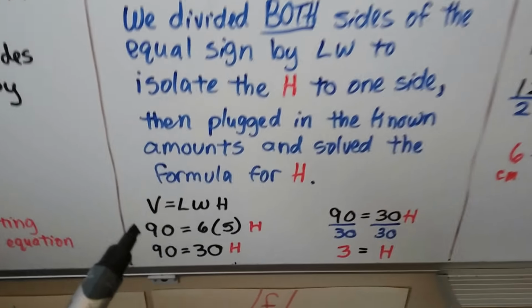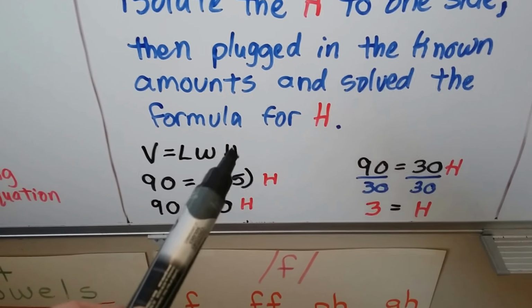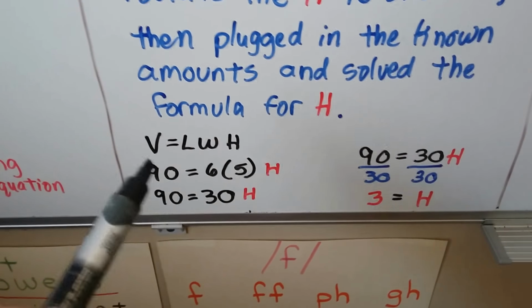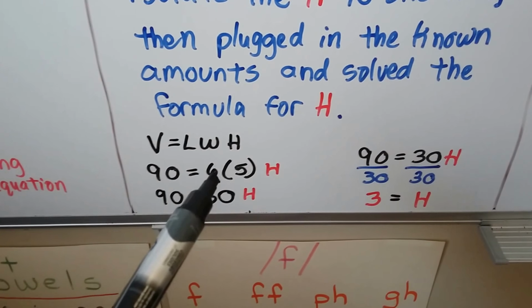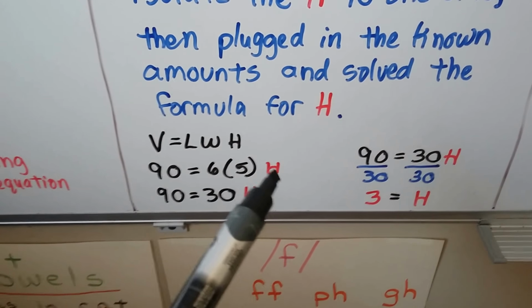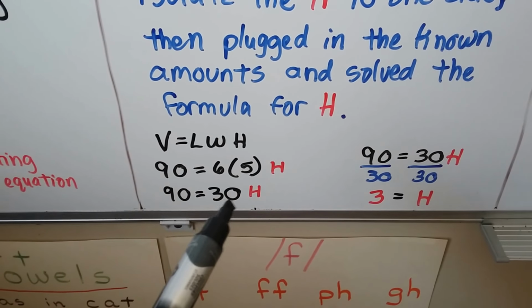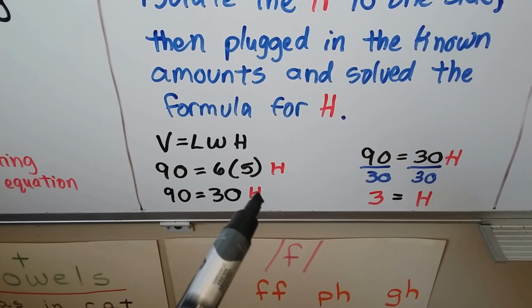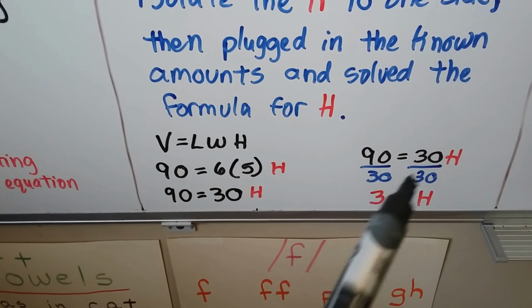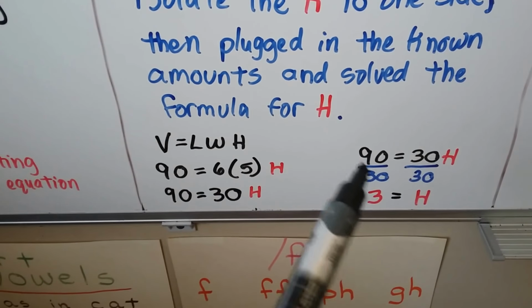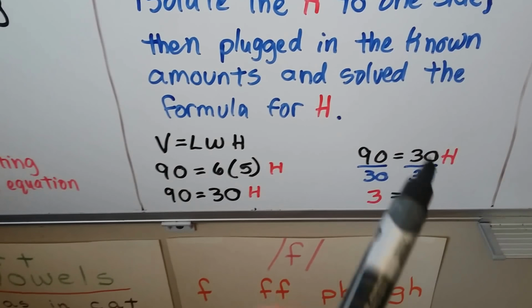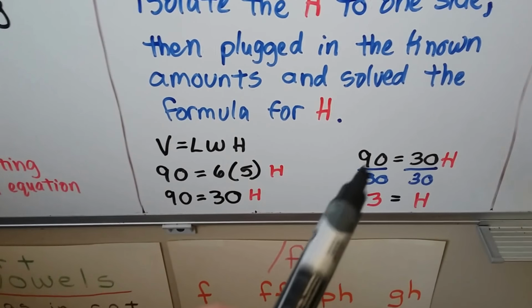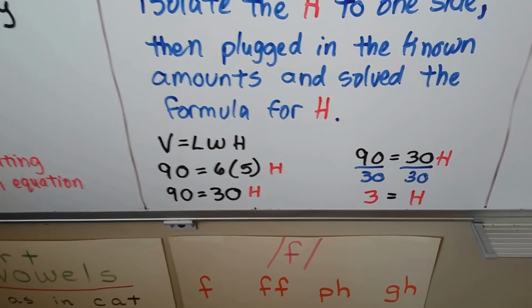Now, we also could have just taken that formula, V equals LWH, and just put in the amounts we knew. 90 for volume, 6 for length, 5 for width, and then h. 6 times 5 is 30. We need to get that h by itself, so we divide both sides of the equal sign by that 30 to isolate the h. That makes a giant 1. Same numerator and denominator. We have 1h. 90 divided by 30 is 3.